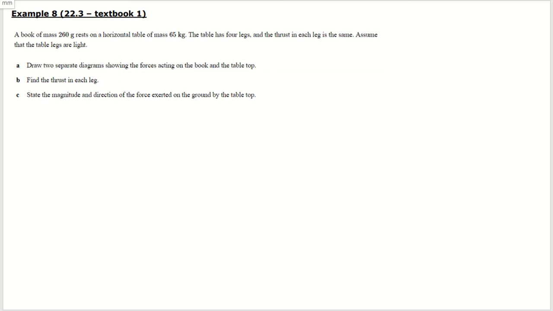Okay, so we've got another question in this section, and it's again about having two diagrams. In part A, we've got a diagram of a table, effectively, and I'm going to put the book on top of it as well. And then we've got a diagram of just the book. In fact, I'll put both in both cases, but we'll just do it separately.